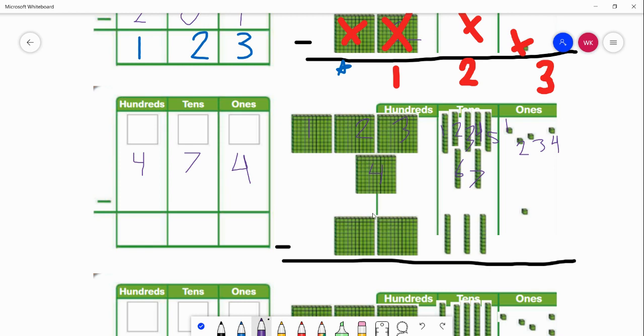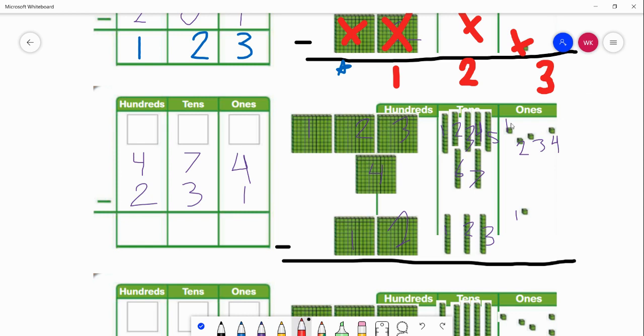So that is 474. Now let's see what our subtrahend is, or the second number that we're subtracting. So we have 200, 3 tens, and then 1 one. So we have 231.